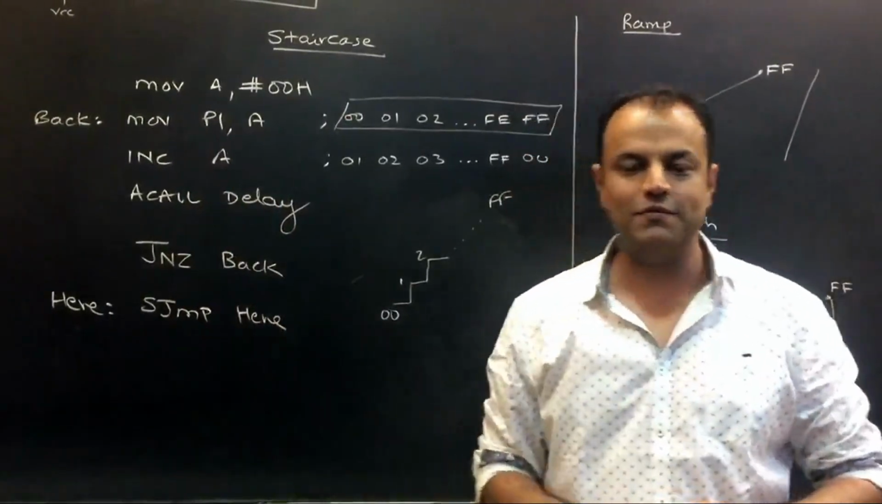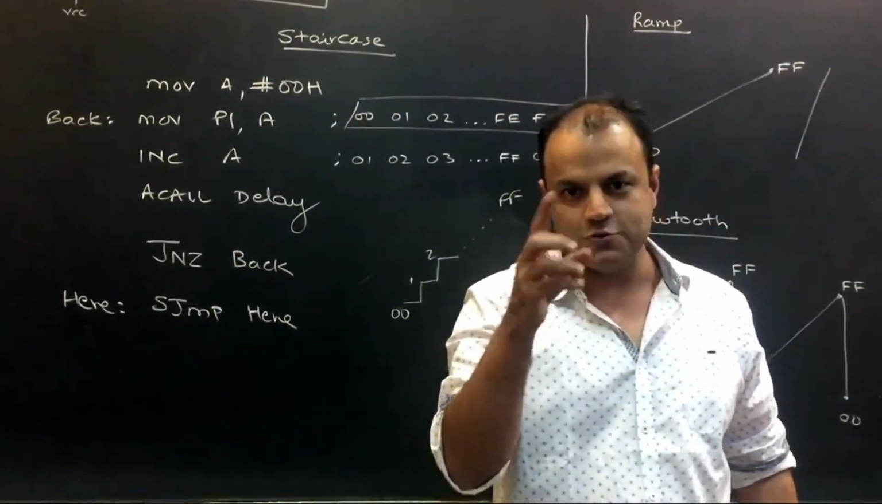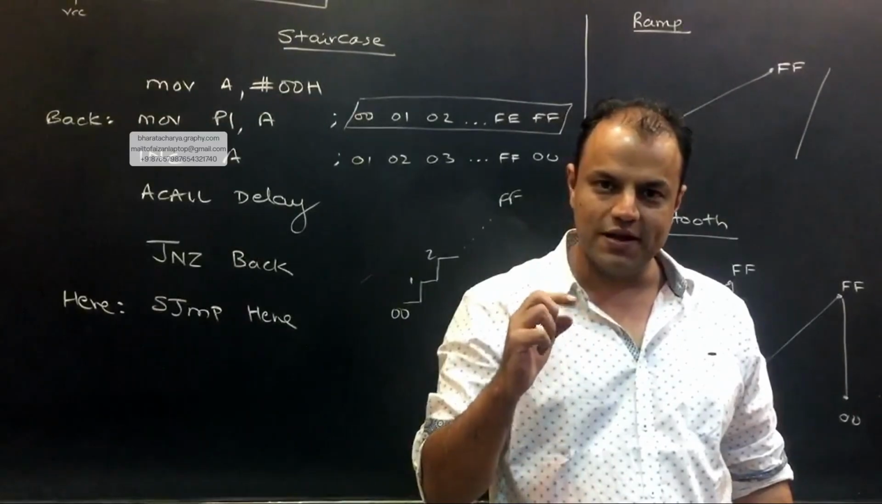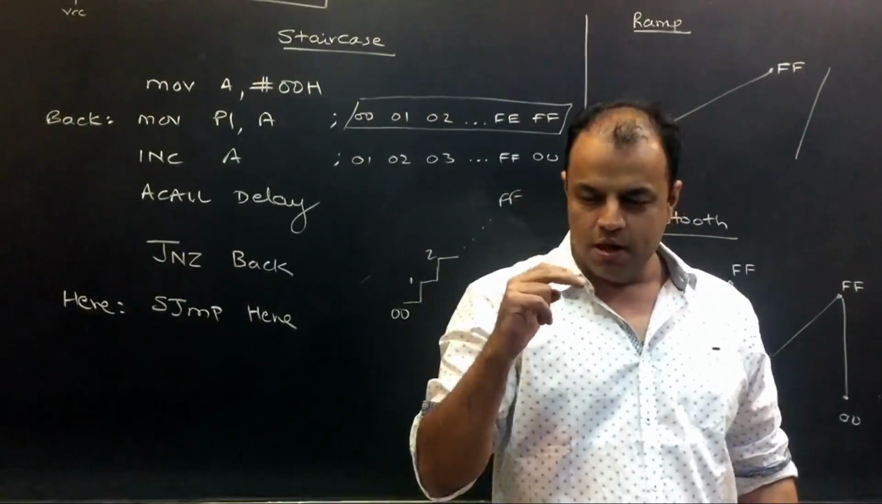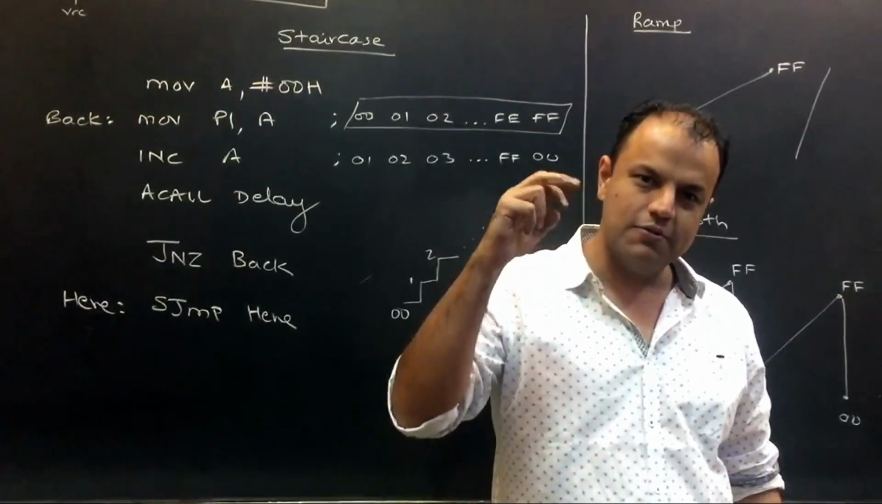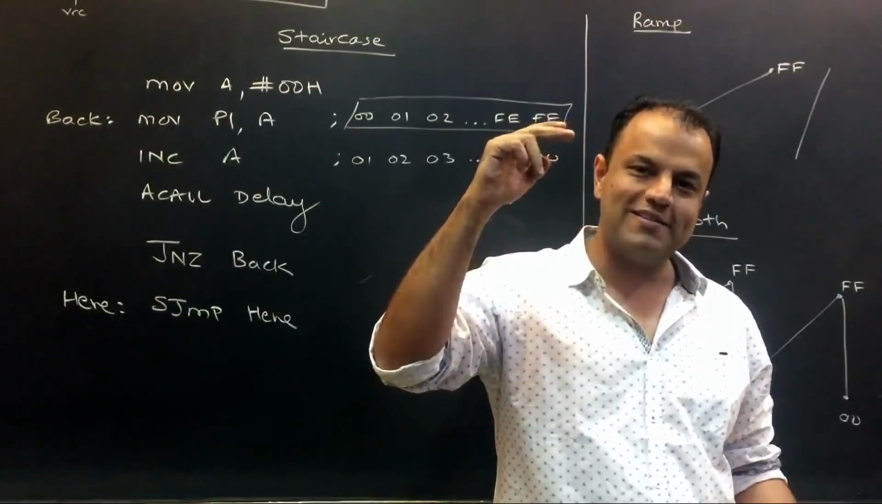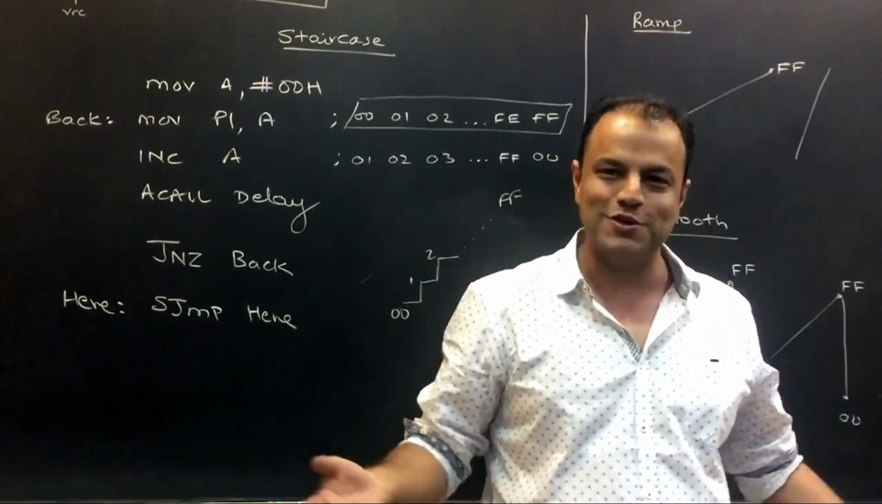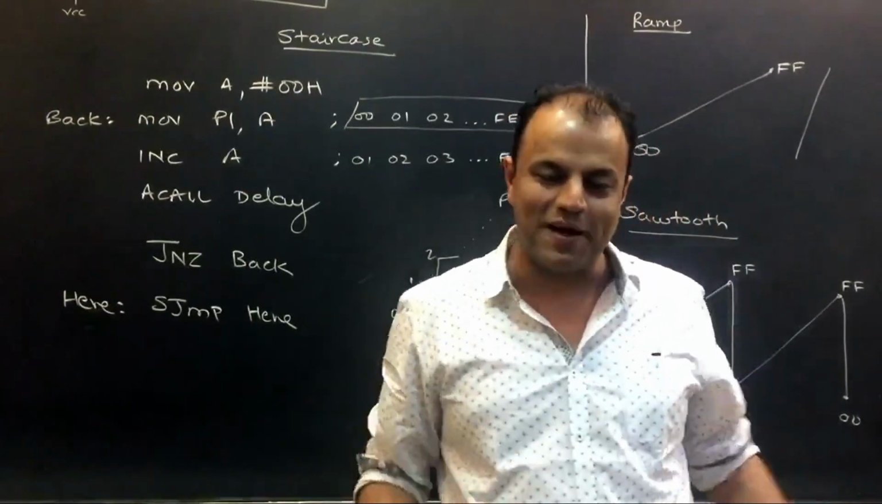So what happens in an infinite loop? You took A register, which was 0, 0. You go on incrementing it. Any register when you go on incrementing it will gradually increment all the way up to FF. Any 8-bit register after FF automatically comes to 0. You have to do nothing. The program will do this by itself.